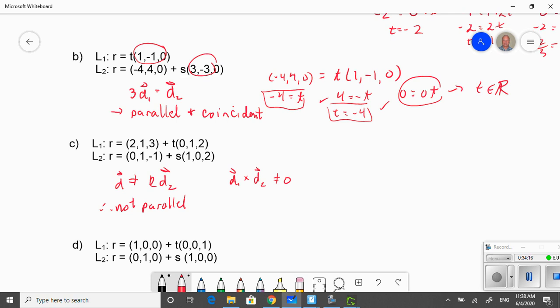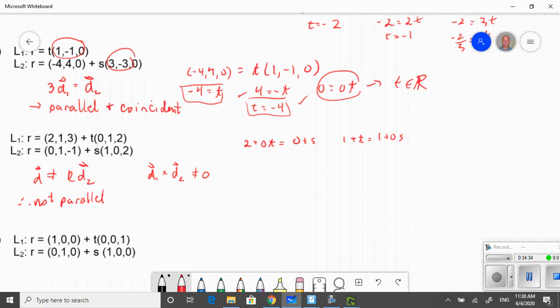I think if I connect them in C, so if I connect 2 plus 0t equals 0 plus s, and my y components, 1 plus t equals 1 plus 0s, and then my z components, 3 plus 2t equals -1 plus 2s. See if I can solve these. So here I've got s equals 2. Here I've got 1 plus t equals 1, here t equals 0. And does that work with this one?